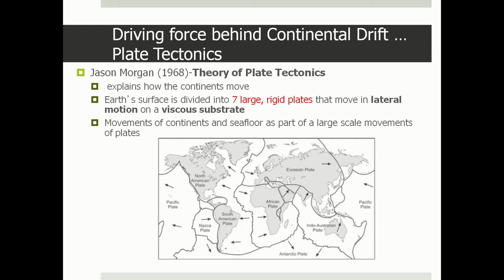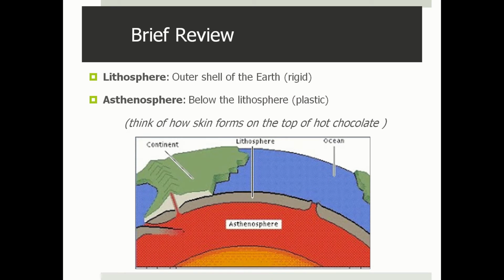Viscosity is dependent on the temperature of the substance and the chemical composition. This concept offers an explanation of how continents move with respect to one another. Movements of the continents and the spreading of the seafloor are a direct result of large-scale movement of tectonic plates. This is a very important slide to remember.